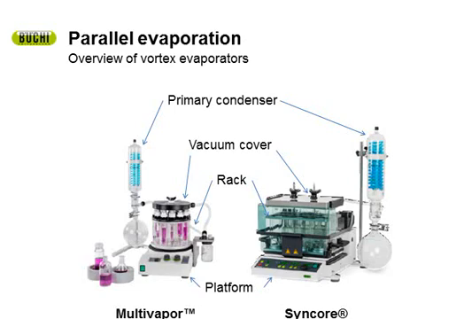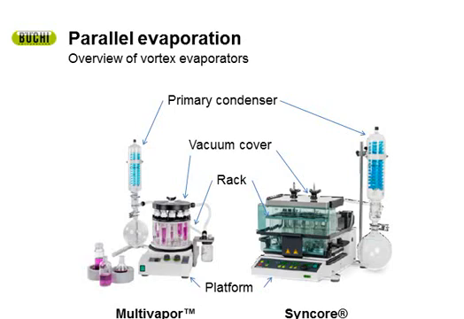Now let's get into parallel evaporation. The 2 technologies I have shown here are vortex evaporators. On the left, I have shown the multi-vapor, and on the right, I have shown the Syncor. These are 2 very common vortex evaporators. Very similar to benchtop or industrial evaporator, but they don't have the evaporating flask. The samples are actually held in parallel where you see the racks. You can hold those in parallel and evaporate multiple samples simultaneously.